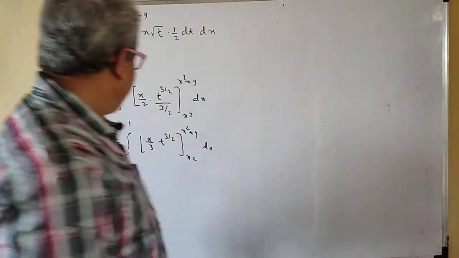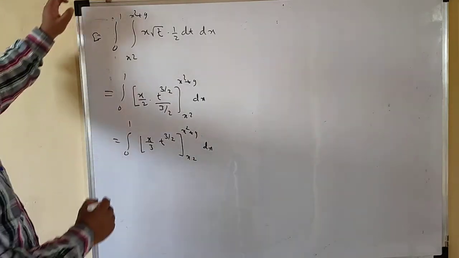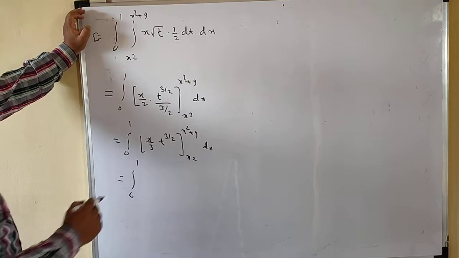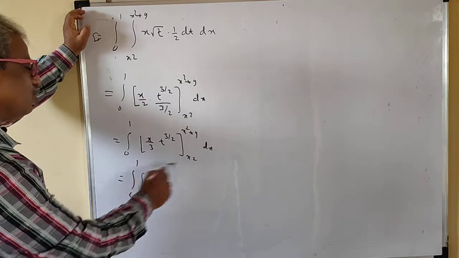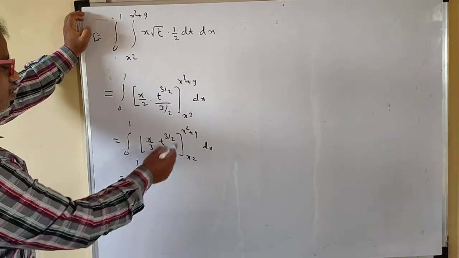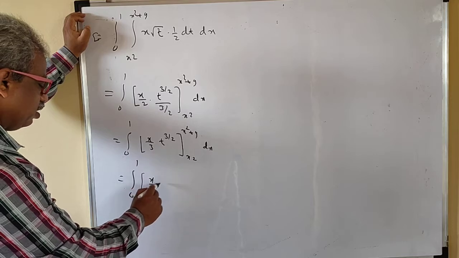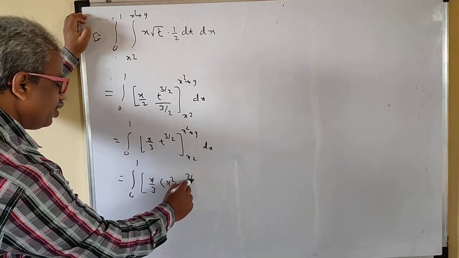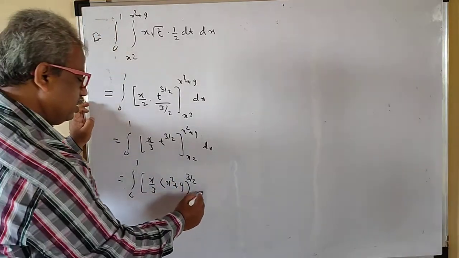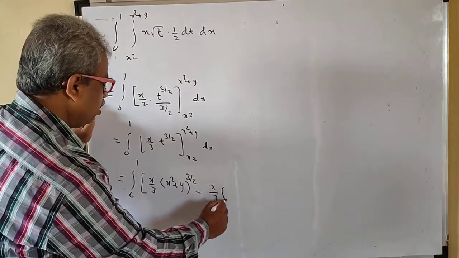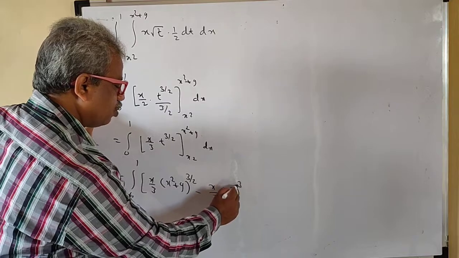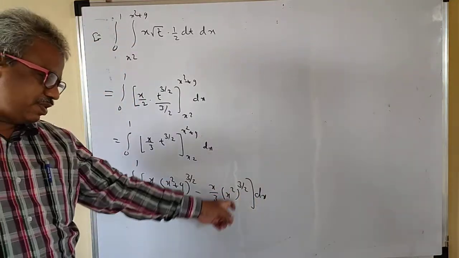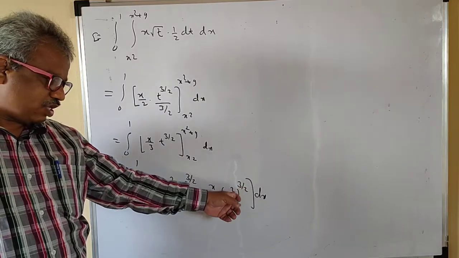Now we'll put the upper limit and we'll put the lower limit now. We'll put the upper limit, 0 to 1. So no need for the curly bracket. So this is x by 3 into x square plus 9 to the power 3 by 2 minus x by 3 into x square to the power 3 by 2, dx. Now this term will be simplified. This is x square to the power 3 by 2.